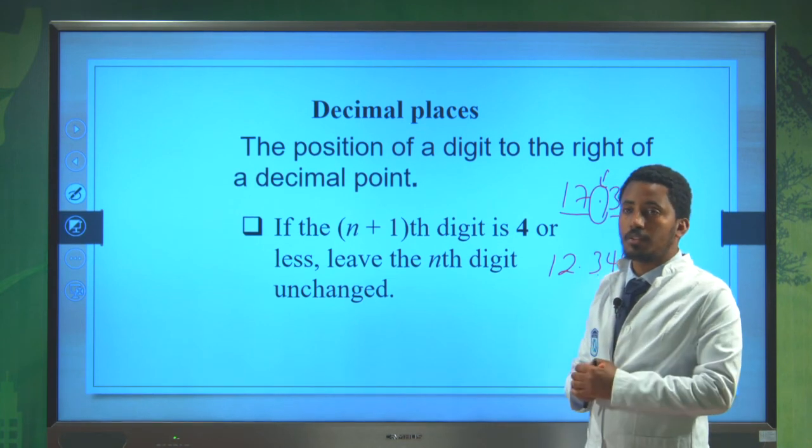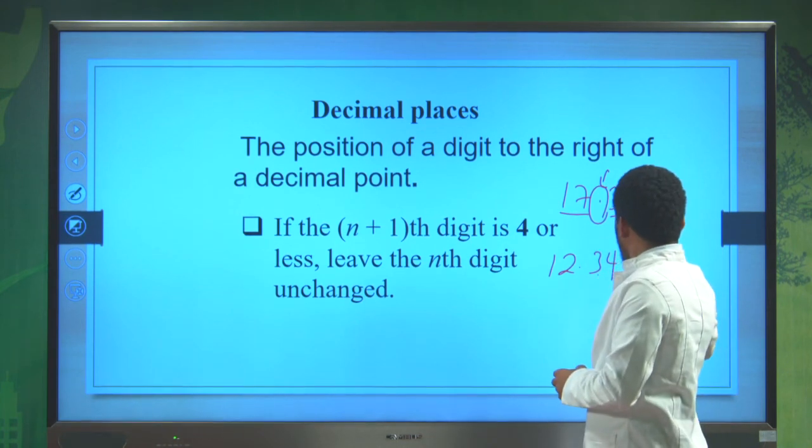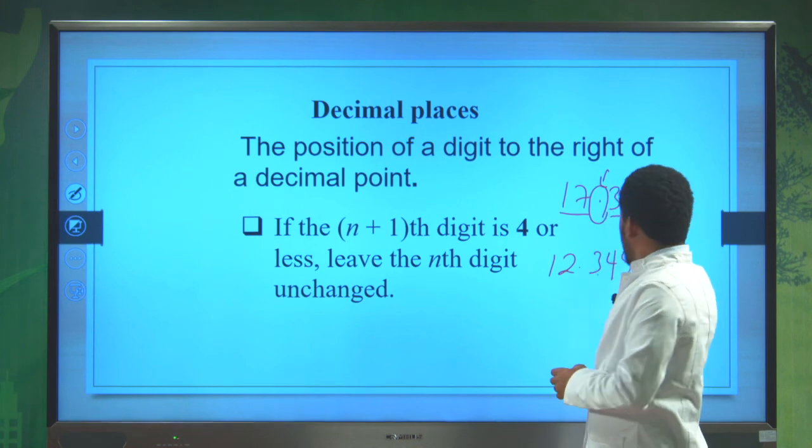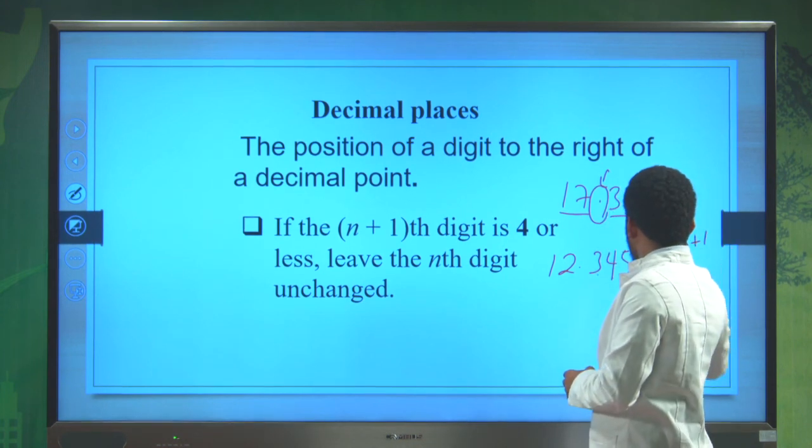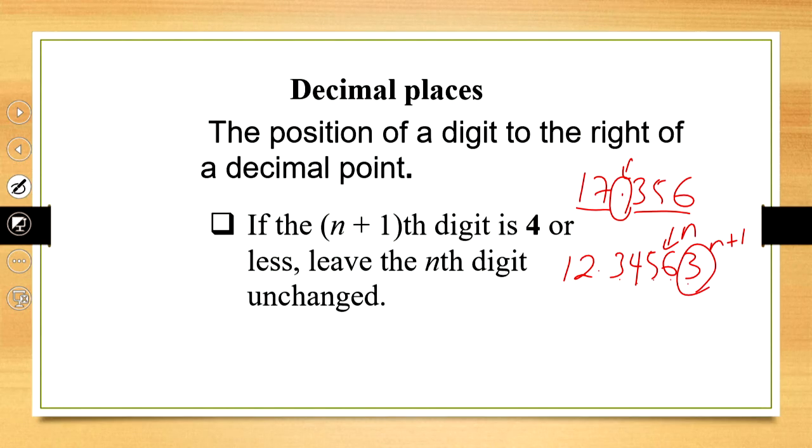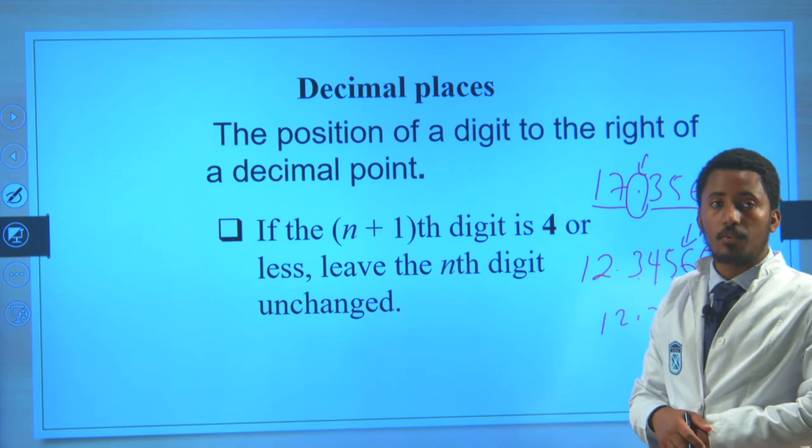So this is what we are going to do. This is our n because it is in the fourth place. So let us check the n plus 1, which is 3. Since 3 is less than 5, then it's not going to be changed. So the last one is going to be 12.3456. 6 is going to remain unchanged. Why? Because n plus 1 is less than 5.